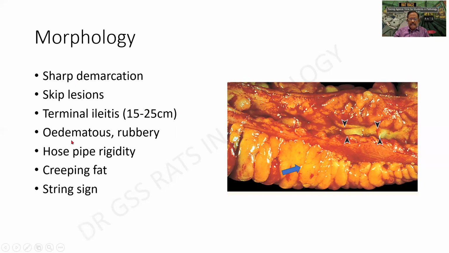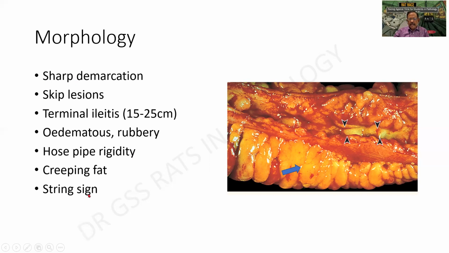It is edematous, rubbery in consistency. The entire intestine in the initial stages will be rubbery in consistency. Later on they develop a hose pipe like appearance. A hose pipe is a rigid pipe used for commuting water for a long distance. So it will be quite firm in consistency. And creeping fat, as I had mentioned, the fat creeps over and covers the entire circumference of the intestine.